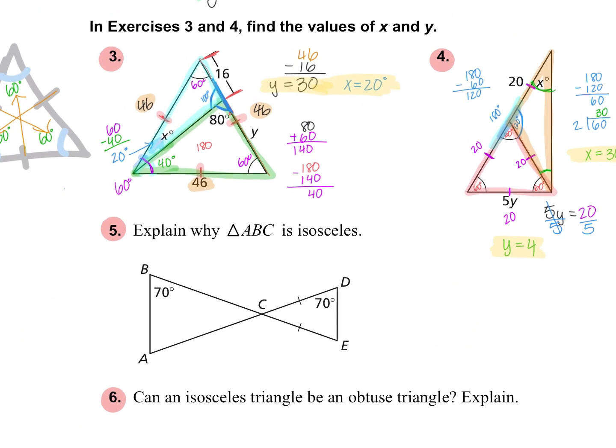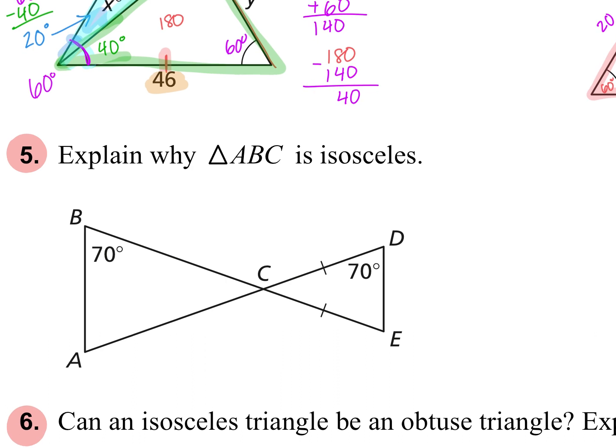All right, explain why triangle ABC is isosceles. How would I know ABC is an isosceles triangle?